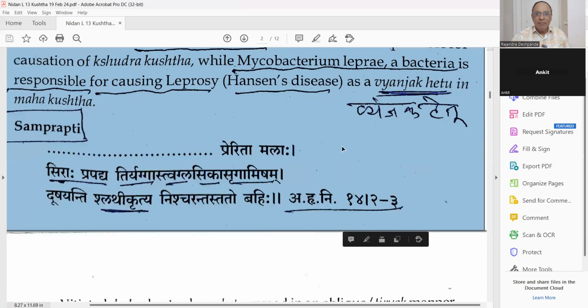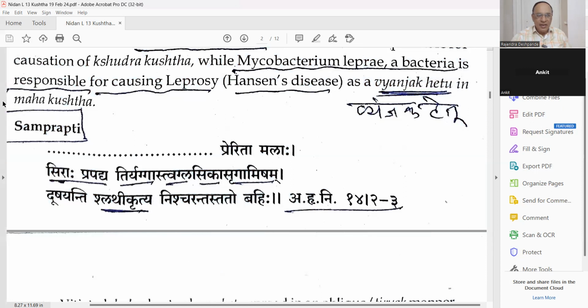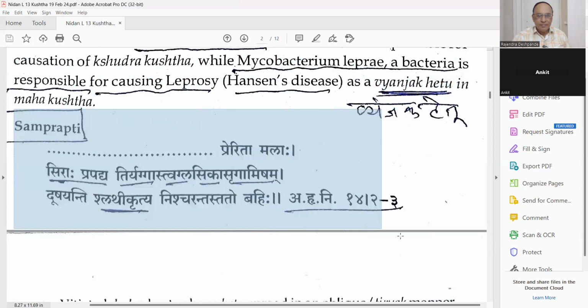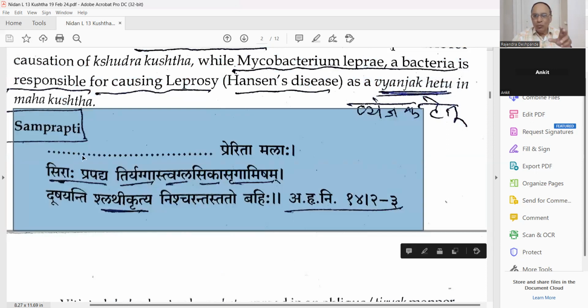Now we are going to see something very important, that is pathogenesis. In Ayurveda, it is called Samprapti. So let us see the Samprapti. Because of the Hetu, the Dosha Prakop, Prerita Malaha. Here Mala does not mean stool and urine; here Mala means Vata, Pitta and Kapha, Dushita, Prakupita. Siraha Prapadya: they move with the blood circulation and attack Tvaga, skin, Lasika, internal secretions, and Asruk, blood.